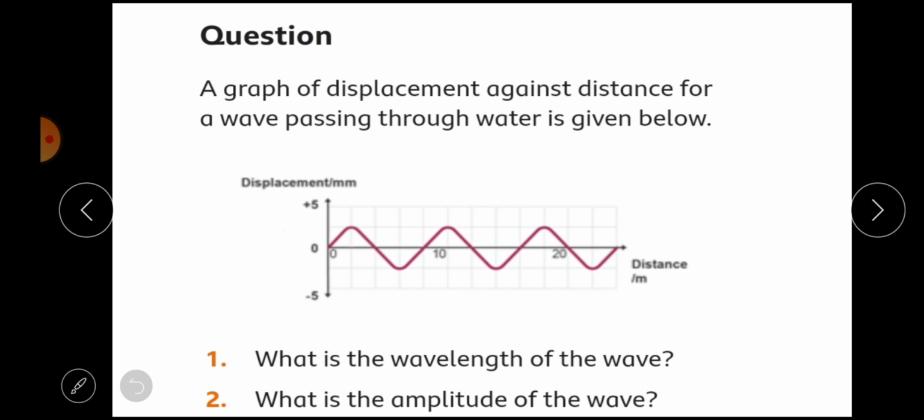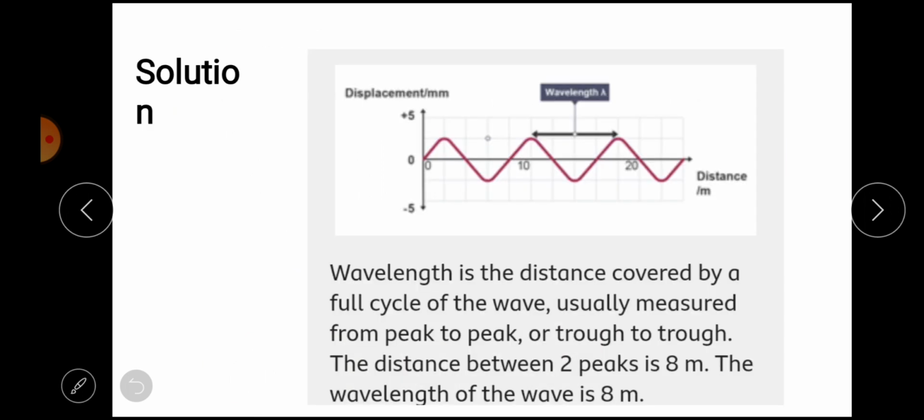Wavelength, we have said, can be measured from the start of a wave to where it ends. It can also be measured from peak to peak, or from crest to crest, or trough to trough. So you remember that the peak is also the crest. I don't know if I had mentioned that. What is the amplitude of the wave? So we want to solve this one.